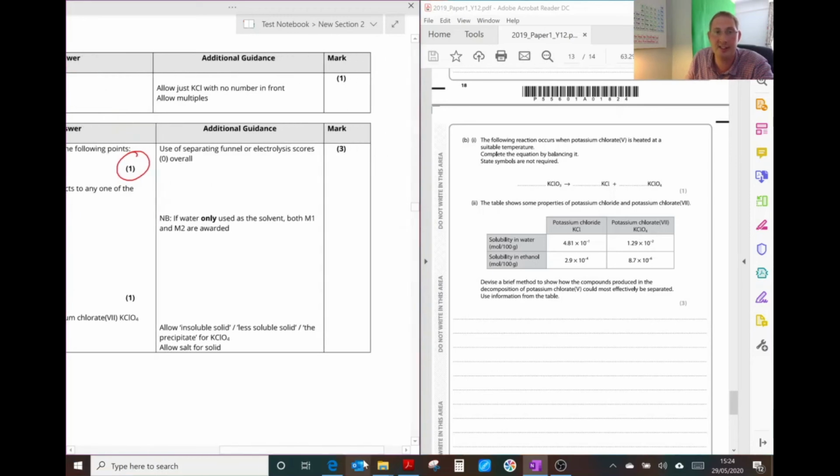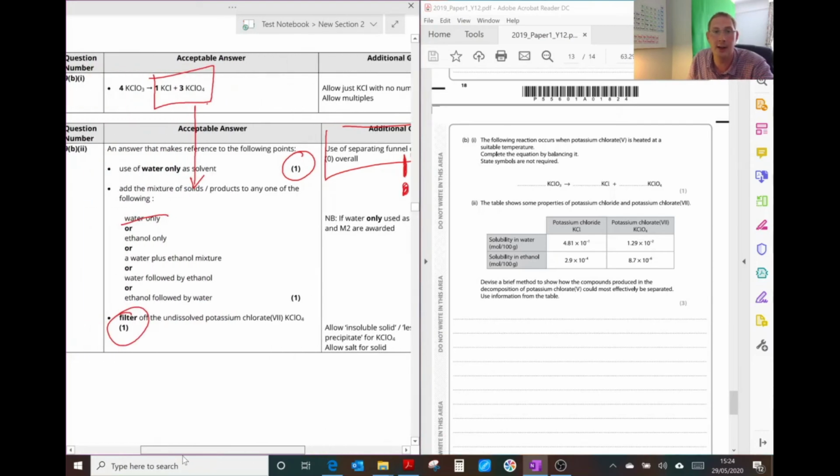The potassium chlorate, which is much less soluble, much less of it will dissolve. If you mentioned a separating funnel at all, you score 0. Again, a really nasty bit there. But if you thought you could do it with a separating funnel, allow salt for solid, etc. But they wanted you to say just dump them in water. Most of the potassium chloride will dissolve. Most of the potassium chlorate will not dissolve. So you filter the solution.